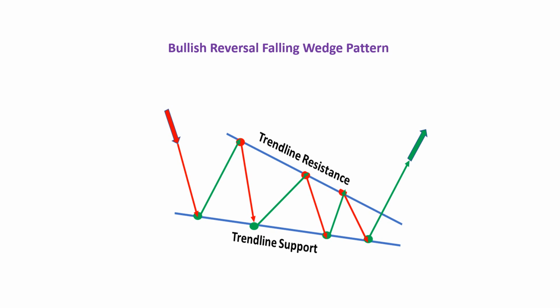Similar to the bullish continuation falling wedge, it consists of converging trend lines slanting downwards. The lower trend line is steeper than the upper one, forming a narrowing wedge shape. Volume tends to decrease as the pattern progresses, indicating a decrease in selling pressure. The breakout occurs to the upside once the price breaks above the upper trend line. It signals a potential reversal of the prior downtrend and the beginning of a new uptrend.